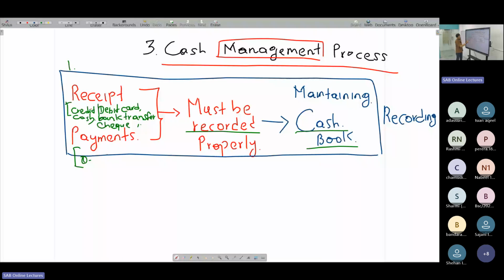Debit or credit card payment. Liquid cash. Then cash, bank notes and coins. Cash here also. Bank transfer and check payments.